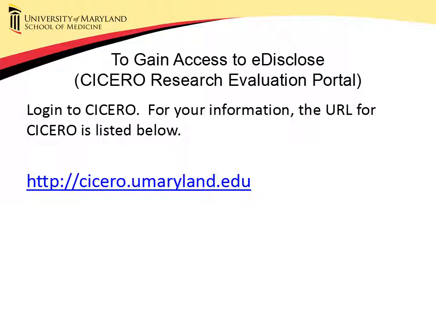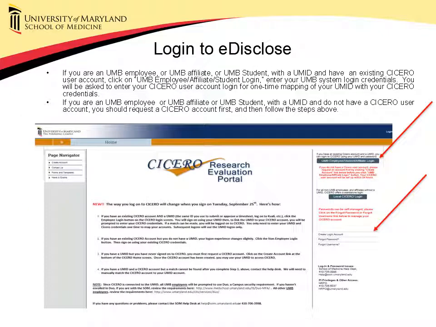Let's get started. To gain access to the eDisclose database, you must first log in to Cicero. The URL is listed below. If you are a UMB employee, affiliate, or student with a UMID and you have an existing Cicero user account, please enter your UMB ID credentials. You will be asked to enter your Cicero user account information for a one-time mapping.